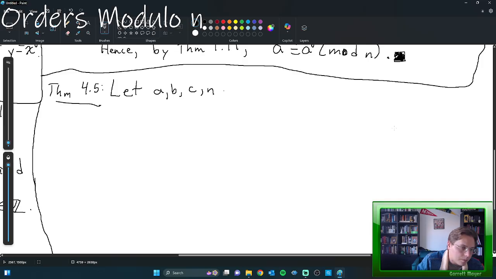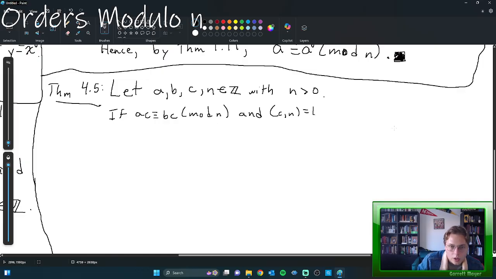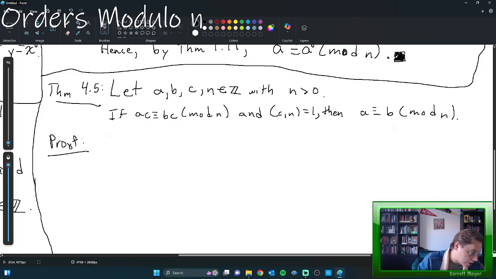So we're going to let a, b, c, and n all be integers with n greater than 0. And then what we're going to do is say if ac is congruent to bc mod n and GCD of c and n equals 1, then a is congruent to b mod n. And then our proof is going to be, I think, a little bit quicker than the first one that we did. A lot less algebra for sure.